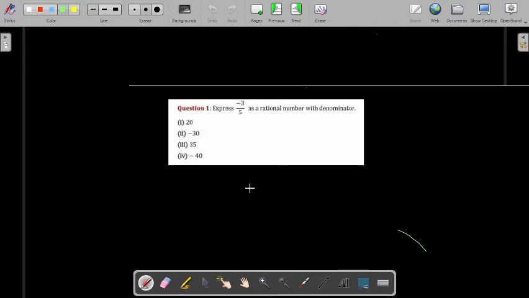The question is asking: express minus 3/5 as a rational number with denominator 20, minus 30, 35, minus 40. I will do two parts from this and the other two parts are homework. First of all, I will do the first one. You have to convert it into a rational number whose denominator should be 20. If you have to convert a number into another number, you have to multiply, but we don't have the number which we multiply, so we will leave it.